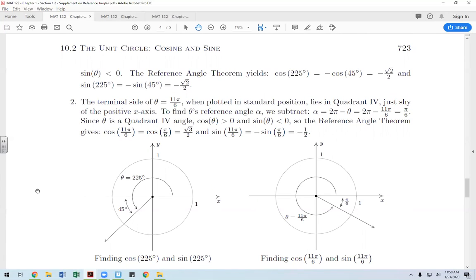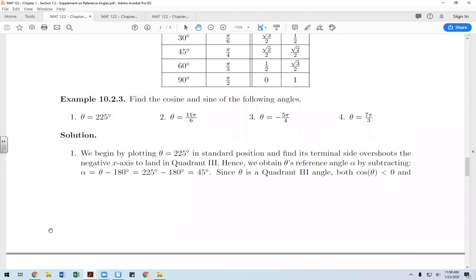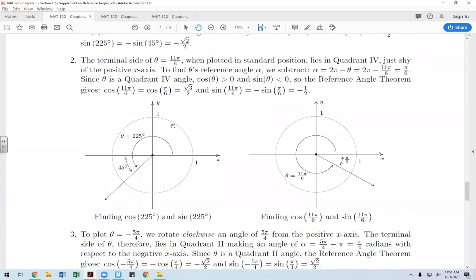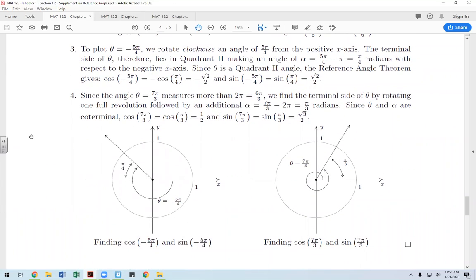So I'm not going to go through all the examples, but I do want you to understand the use of reference angles. If you can subtract 180 degrees from it, or sometimes, if it's greater than 360 degrees, then you want to take that full revolution out. If it's a quadrant 4 angle like we had here, then it's actually easier to take 2 pi minus that angle and get whatever your remaining value is. So a lot of different ways of doing this.